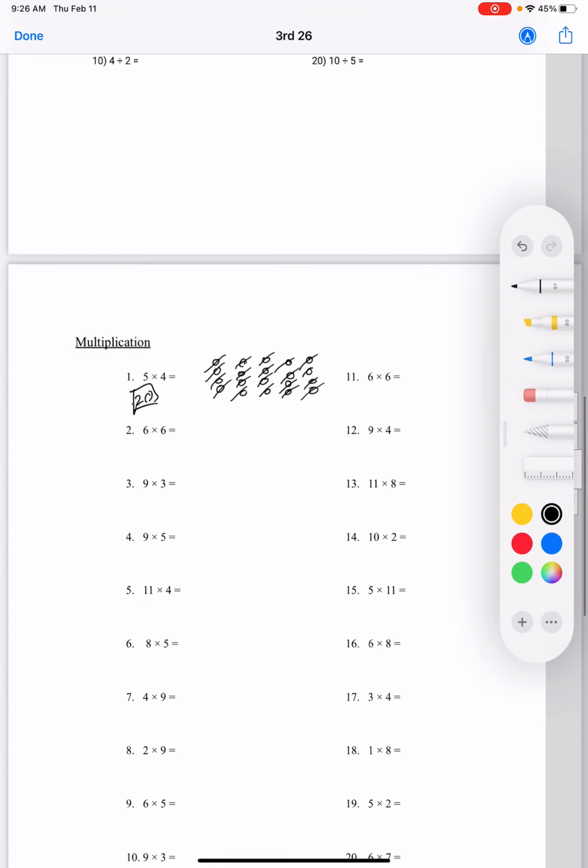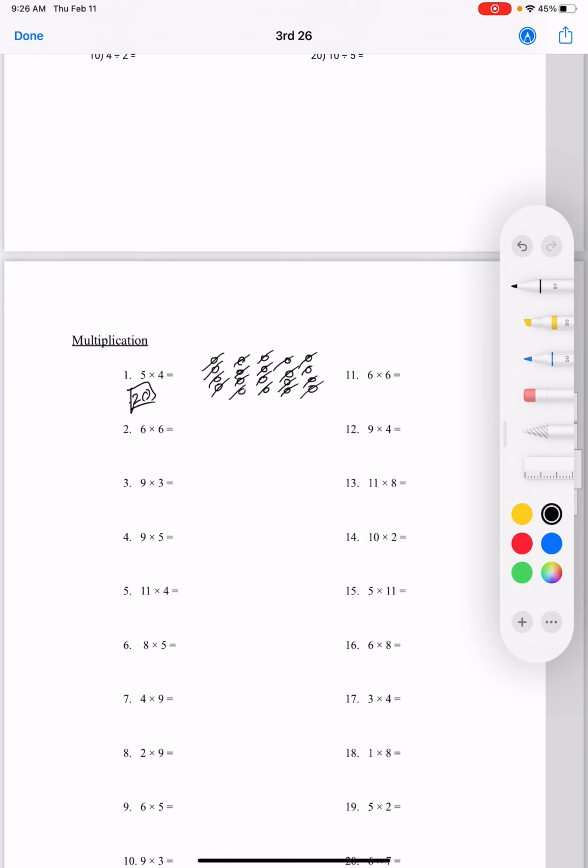Same goes for 6 times 6. 6 groups of 6. 1, 2, 3, 4, 5, 6, six times.